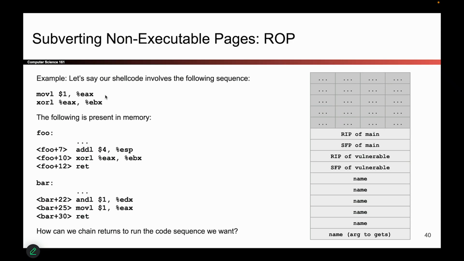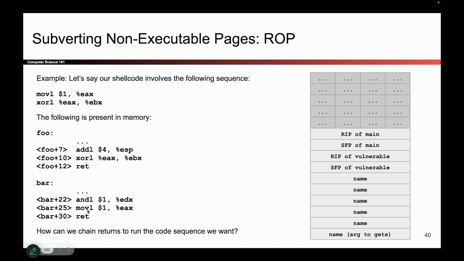So we instead have to go into the existing code base, that is, existing C library functions, to execute these two instructions. We dig through all of our existing C library functions, and luckily we find that somewhere in foo there is an XOR instruction. That's useful. And somewhere in the bar function that lives in the C library, there is a move instruction.